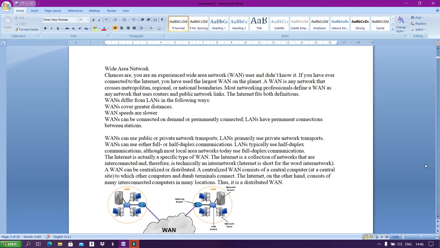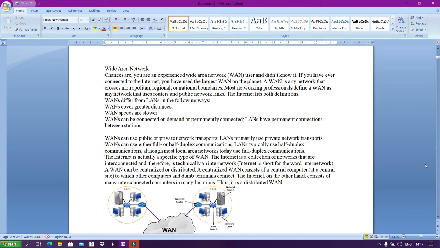WANs differ from LANs in the following ways. WANs cover greater distances, WAN speeds are lower, and WANs can be connected on demand or permanently connected. LANs have permanent connections between stations. WANs can use public or private network transport. LANs primarily use private network transport. WANs can either use full or half-duplex communications. LANs typically use half-duplex communications, although most local area networks today use full duplex communication.